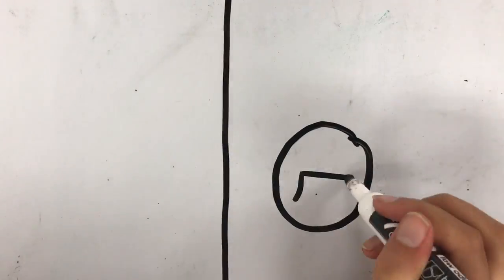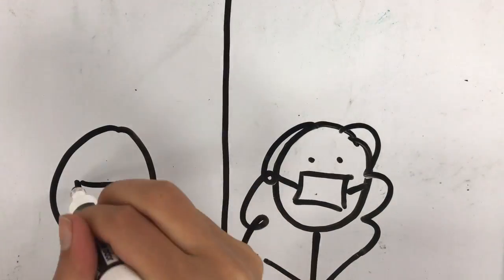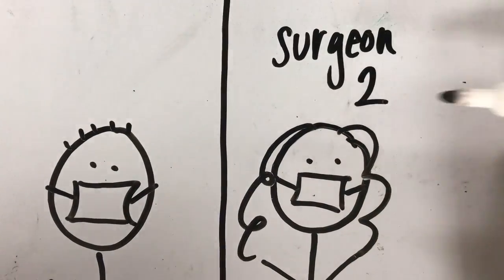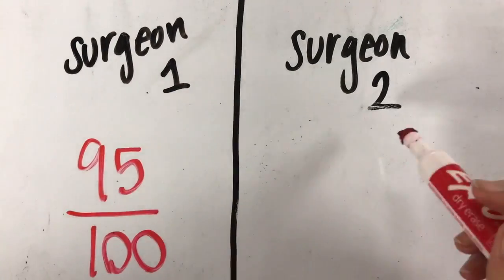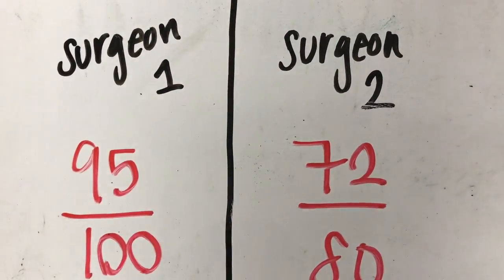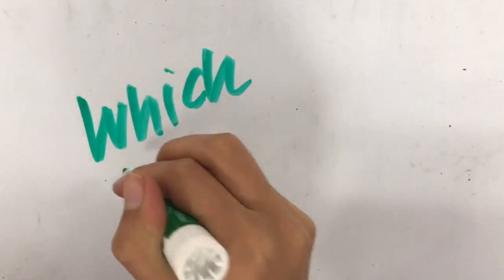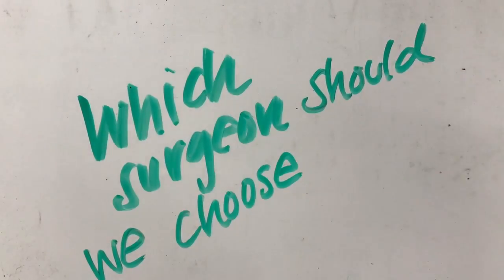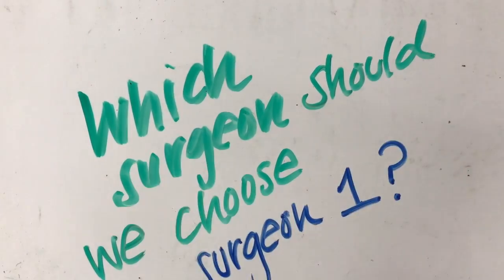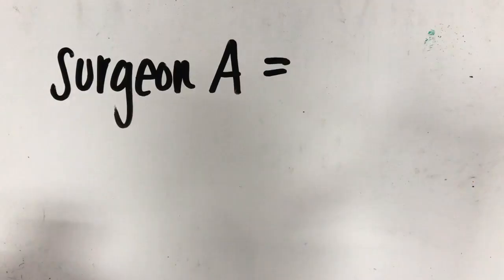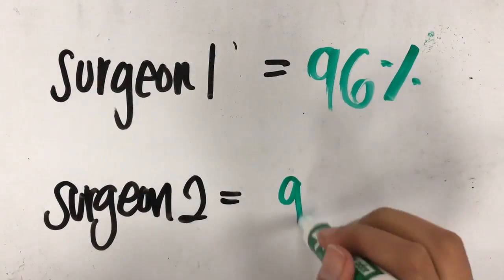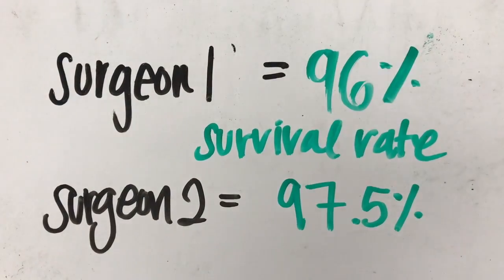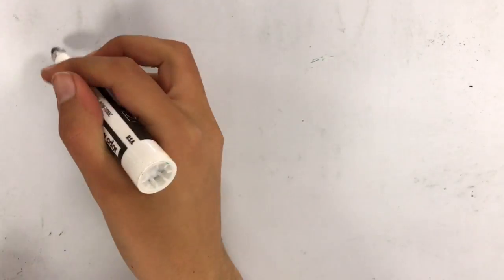In this example, there are two surgeons, surgeon 1 and surgeon 2. Surgeon 1 treats 100 patients and 95 survive, while surgeon 2 treats 80 patients and 72 survive. Well, which surgeon should we choose? Surgeon 1 seems like the better option, right? Now when we combine data, surgeon 1's patients had a 96% survival rate, while surgeon 2's patients had a 97.5% survival rate.